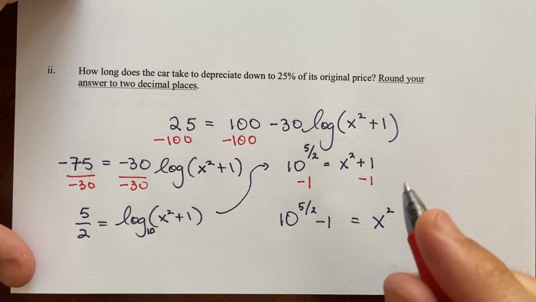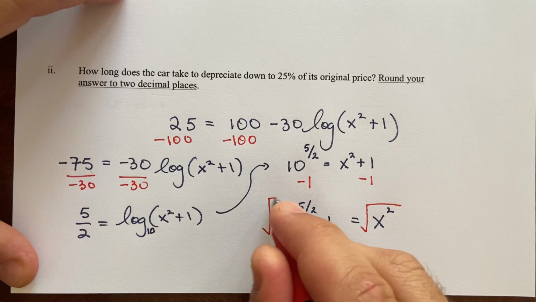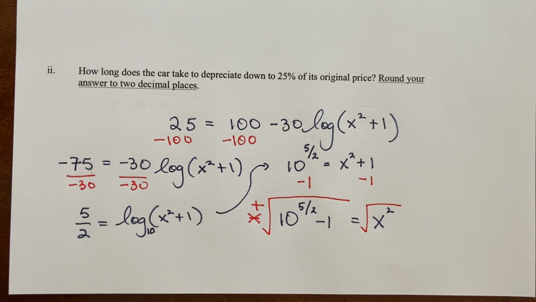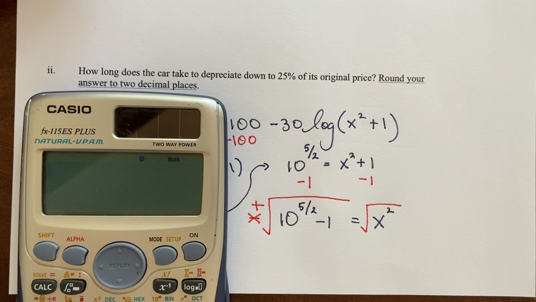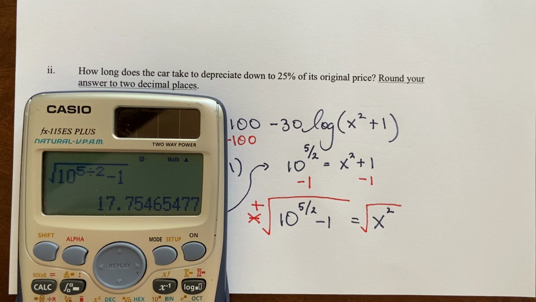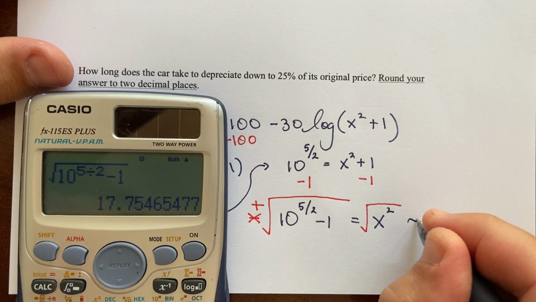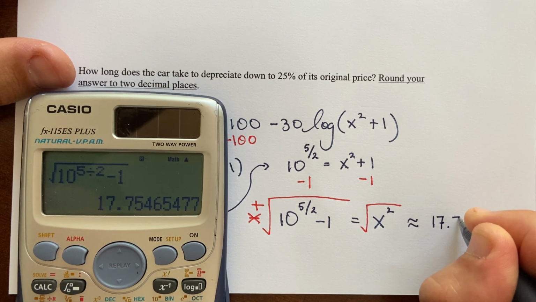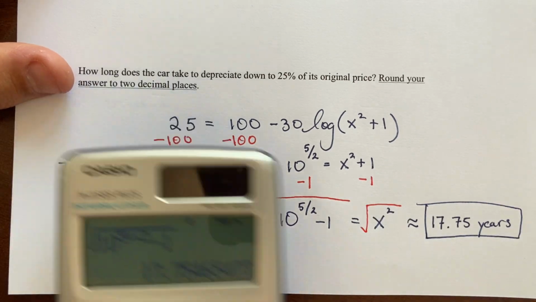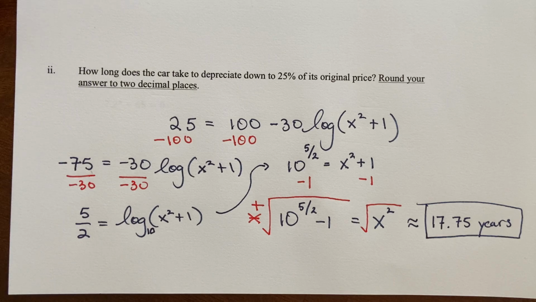Take the square root. I'm not going to think about negative time, so I'll just cross out that negative. It says round to 2 decimal places, by the way. So square root, 10 raised to the 5/2 minus 1. It's about 17.75 years. So that's how long it takes the car to get down to 25% of its original value.